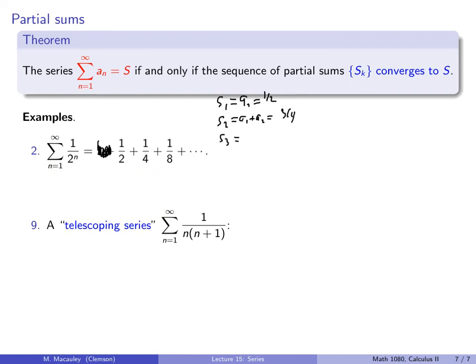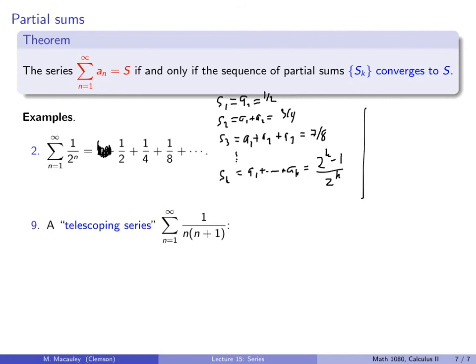S3 is A1 plus A2 plus A3. That's the sum of these three terms, and that's going to be equal to 7/8. And in general, you see the pattern here. Sk is the sum of the first k terms, and that is equal to 2 to the k minus 1 over 2 to the k.